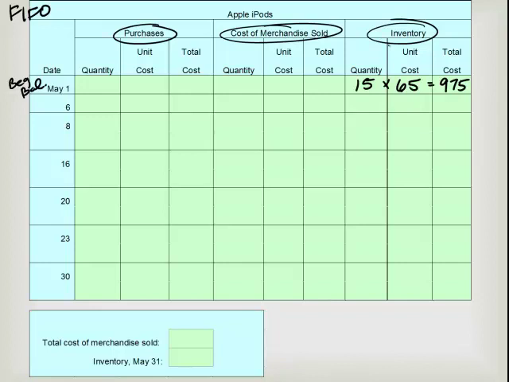On May 6th, we sold 10 units. Well, the only 10 that we have in stock are the $65 ones. So we sold 10 $65 units for a total cost of $650. And that leaves 5 $65 units left for a balance of $325. So our balance sheet as of May 6th would have inventory, if iPods were our only merchandise, of $325.